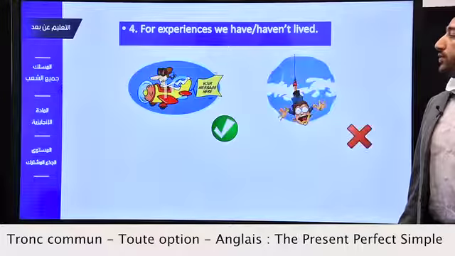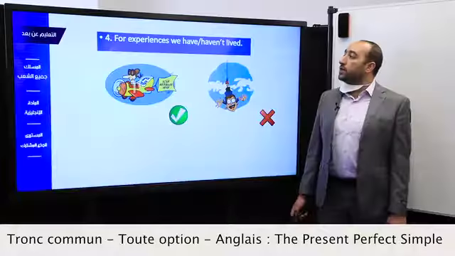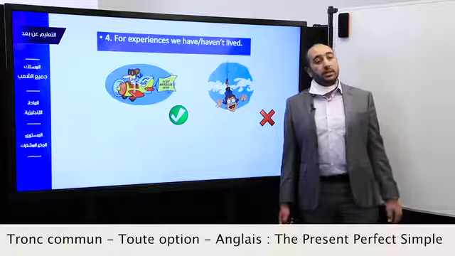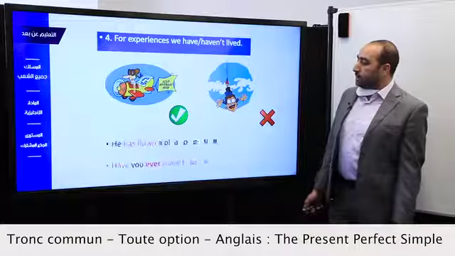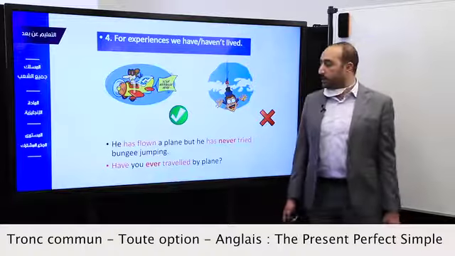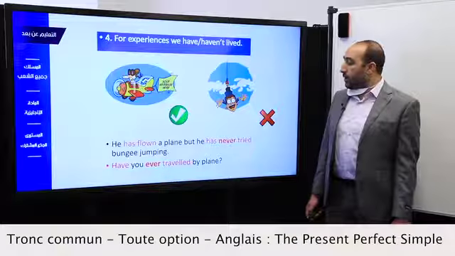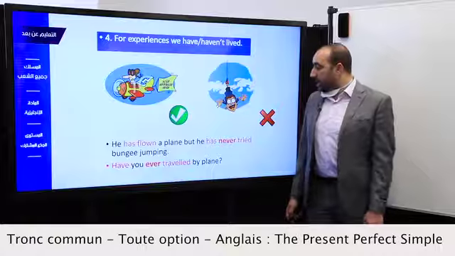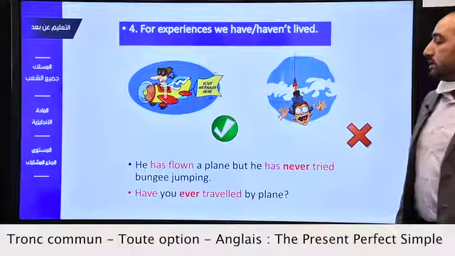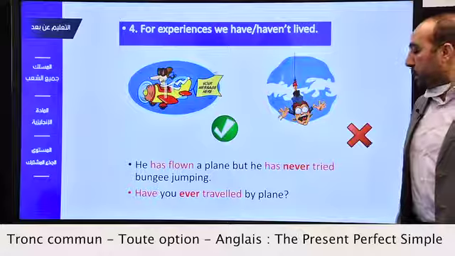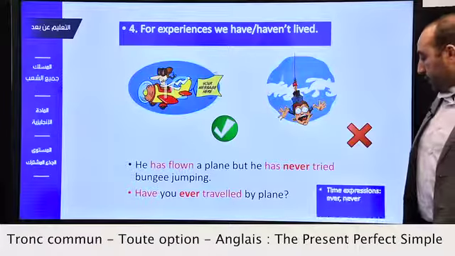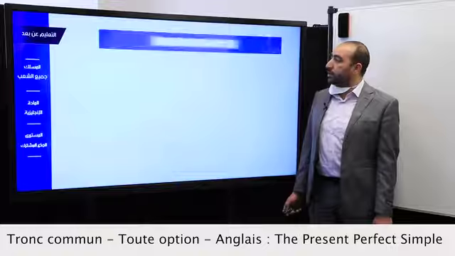The fourth use is for experiences we have or haven't lived. For example, the first experience we have lived. He has flown a plane, but he has never tried bungee jumping. Have you ever traveled by plane? So here time expressions used, ever and never.